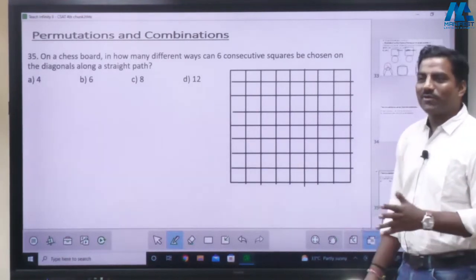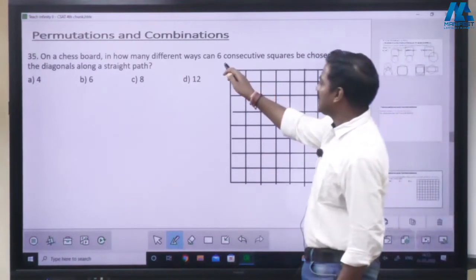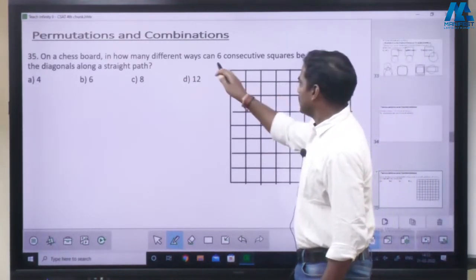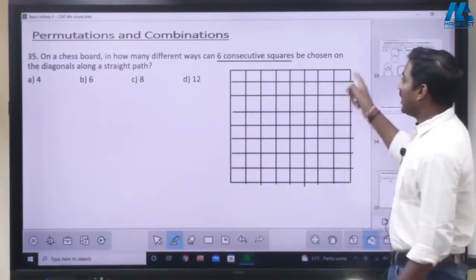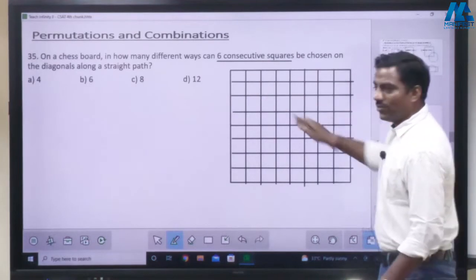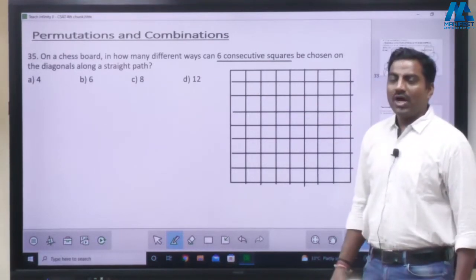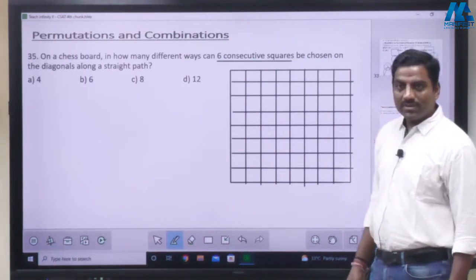Now don't mark black and white, okay? Not needed. They are asking what? In how many different ways can six consecutive squares, they want six consecutive squares on diagonals. Diagonals, this is one diagonal and this is one more diagonal. Okay. Now, on these diagonals, can you trace the squares?